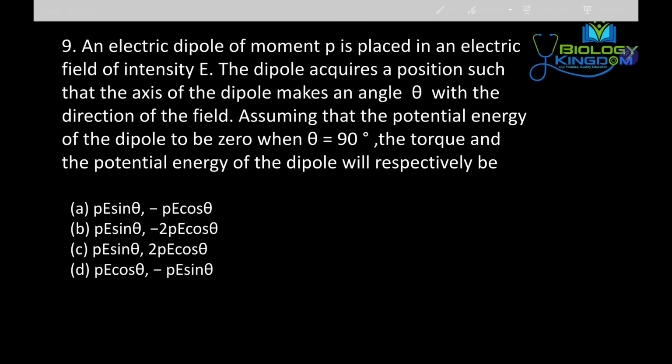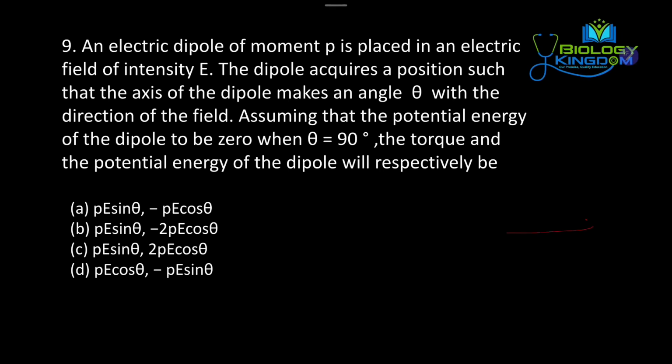Now if we move further, there is another question. An electric dipole of moment P is placed in an electric field of intensity E. The dipole acquires a position such that the axis of the dipole makes an angle theta with the direction of the electric field. Let's suppose this is the direction of the electric field. So we have placed a dipole here and it is making angle theta with it. Assuming that the potential energy of the dipole is 0 when theta is 90 degrees.